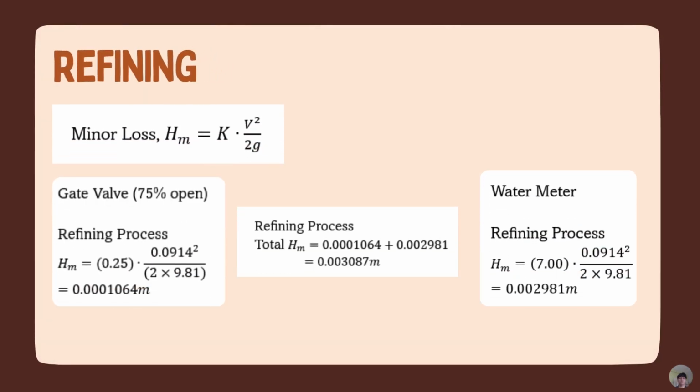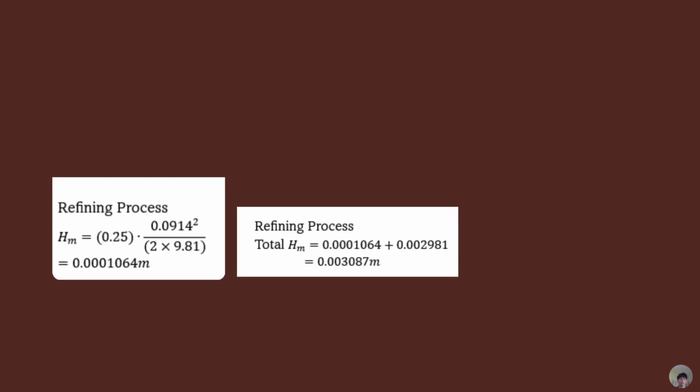Okay, next we will find the value of minor head loss. In order to find minor head loss, we have to use formula Hm equals to K times V square over 2G. And we get minor head loss at gate valve, which is 0.000161064 meter, and minor head loss at water meter 0.002981 meter. And we sum all the information we get total minor head loss, which is 0.0030x7 meter.